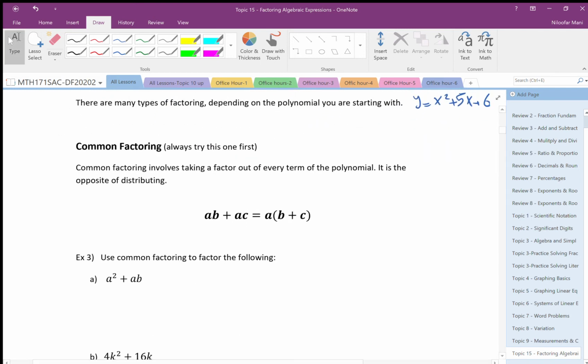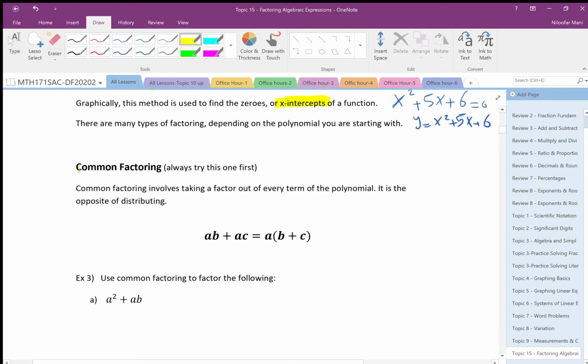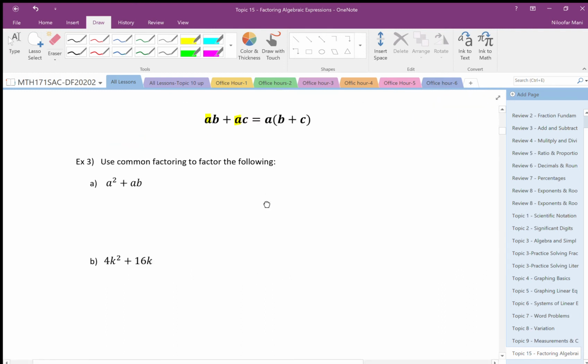The first one is common factoring, when you factor something in common. Remember, something must be in common, not just in the first term. It has to be in all terms. For example, here I have A in both of them, so I can factor A. If I multiply back, then I see the same result.